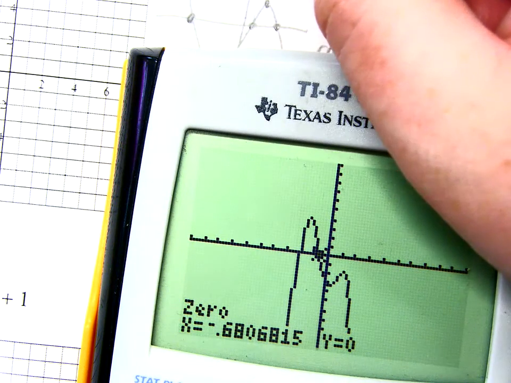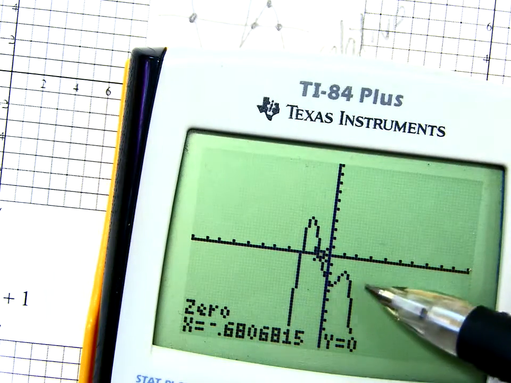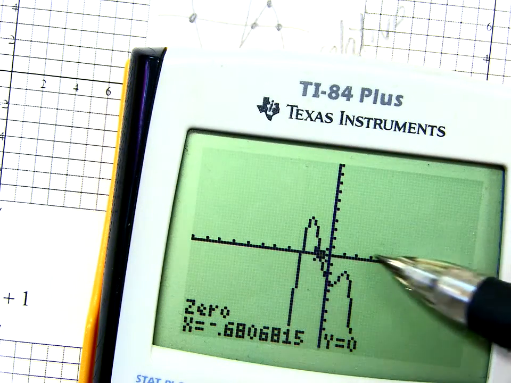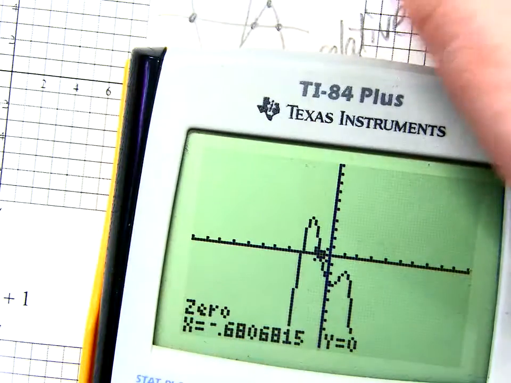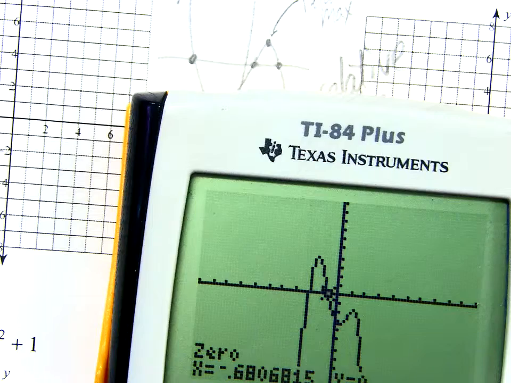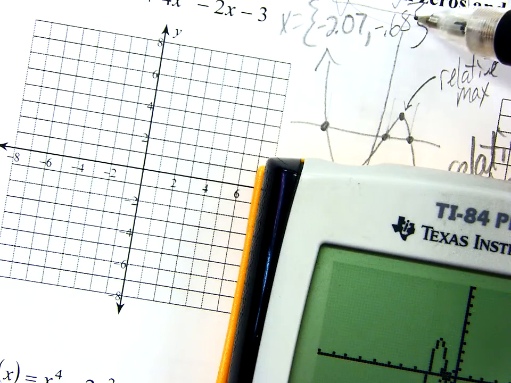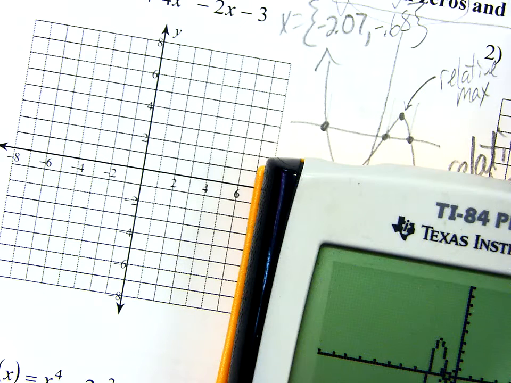Do I have any more zeros? No. Well, the other ones are going to be imaginary numbers because it never crosses the x-axis again. So those are the only two places where it crosses the x-axis at the two numbers we just found. So -2.07 and -0.68. Hooray!